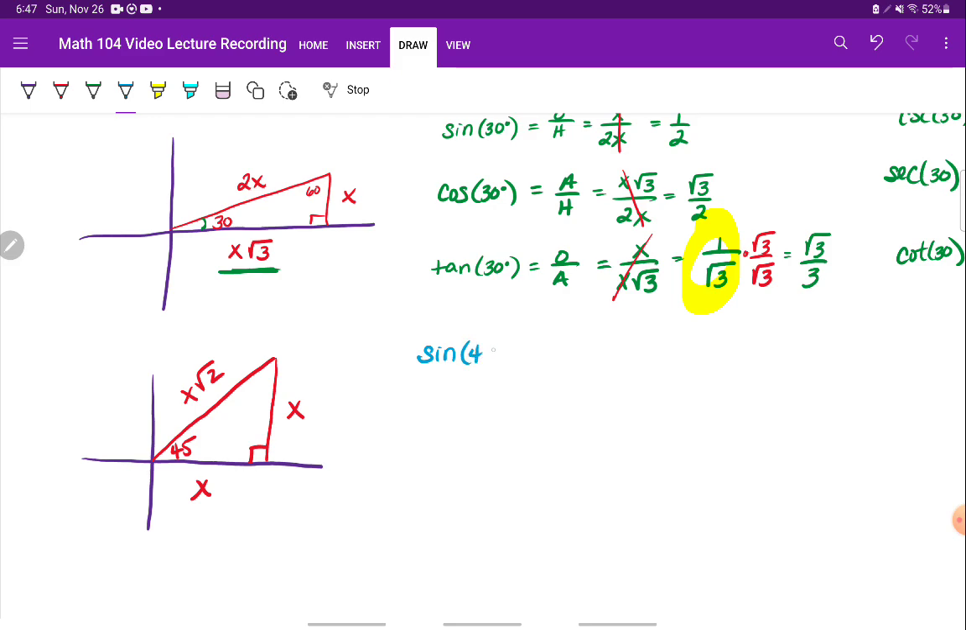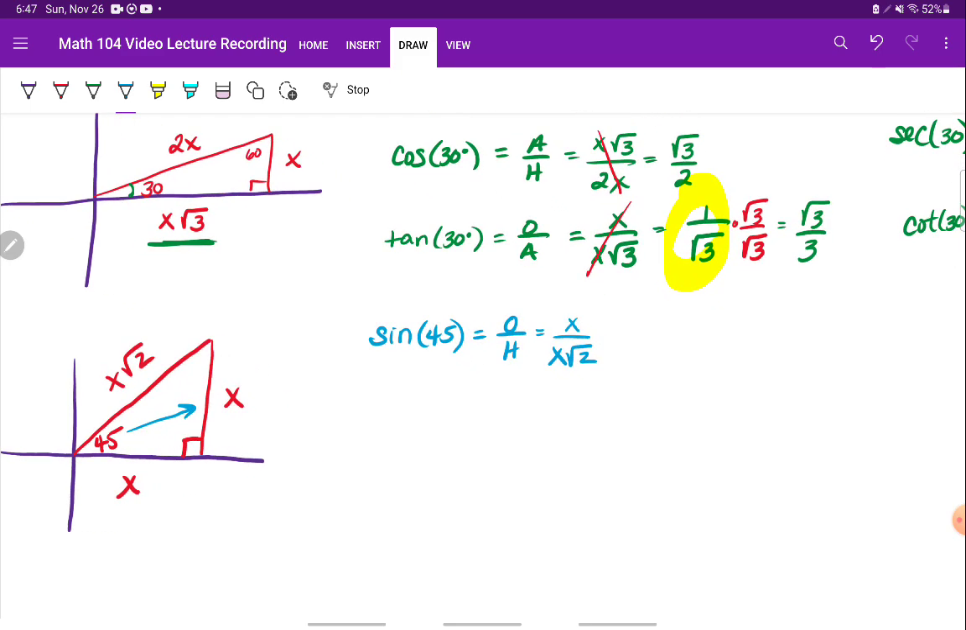So sine of 45 degrees. Sine is opposite over hypotenuse. Right? X is going to be our opposite side. So that's going to be x over x square root of 2. The x's are going to cancel out, leaving us with 1 over the square root of 2. And then we'll rationalize this. We end up with a square root of 2 over 2.